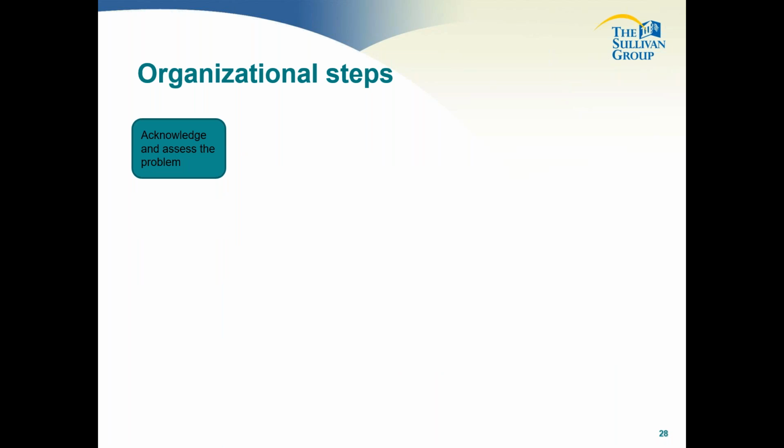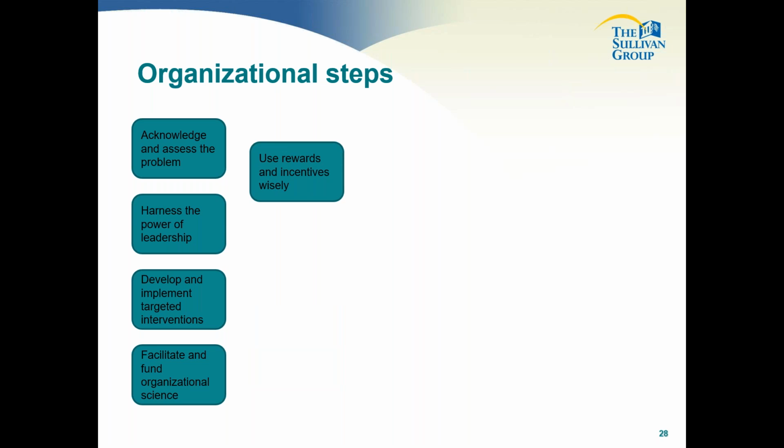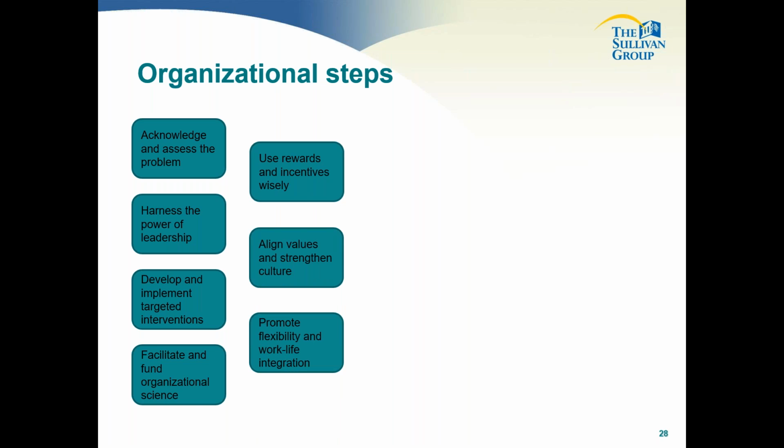On an organizational level, again, Shanafelt, about 2 years ago, maybe a year and a half ago, came up with wonderful 9 steps that each organization can take to help mitigate burnout. So this is acknowledge and assess the problem, harness the power of leadership. There we go, leadership again. Develop and implement targeted interventions. Facilitate and fund organizational science, meaning what can we do within our organization to help. Use rewards and incentives wisely. Align values and strengthen culture. And by the way, culture trumps strategy anytime. So if you have the proper culture, you're way ahead of the curve.